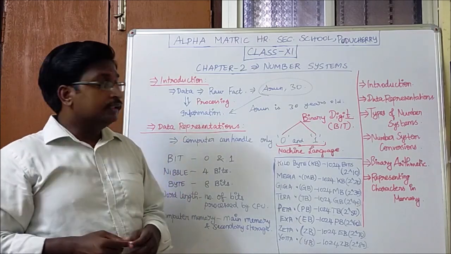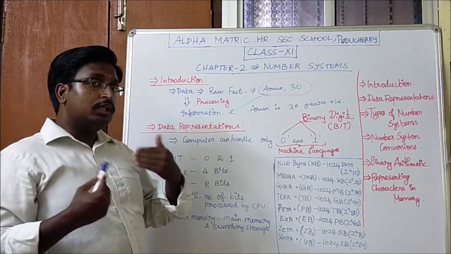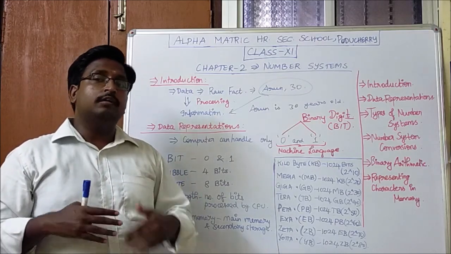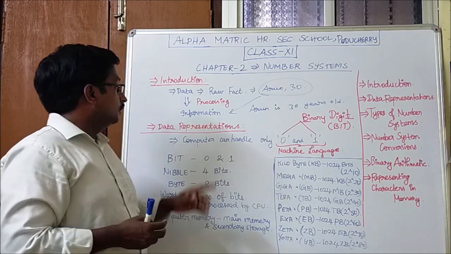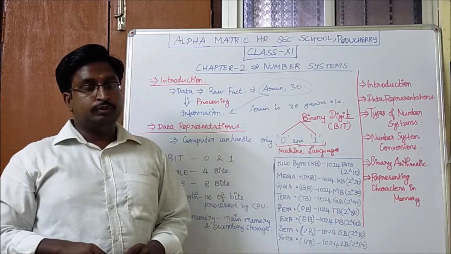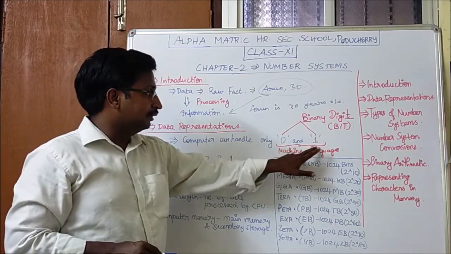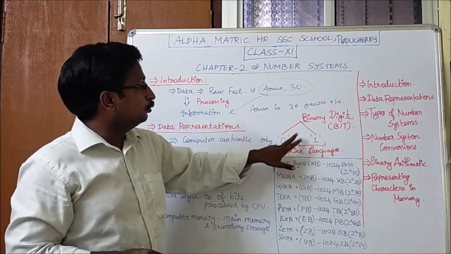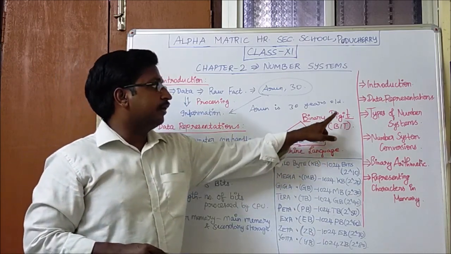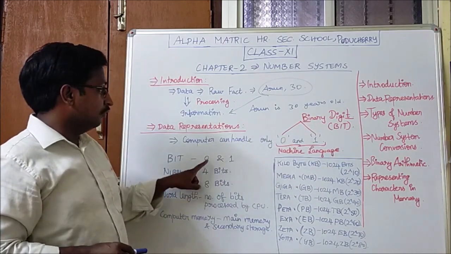Next you will see how the data are represented in computer's memory. Whatever the data may be, an alphabet, a symbol or a special character, whatever we give to the computer, it converts it, and it can only handle 0 and 1. We call this machine language. These two digits are called binary digits. Bi means 2. In short form we call it a bit. So a bit comprises 0 and 1.